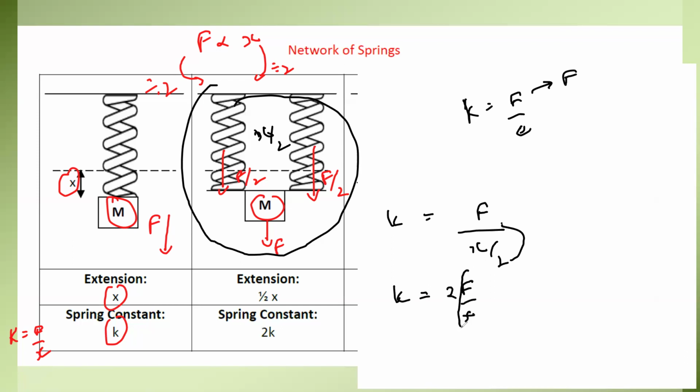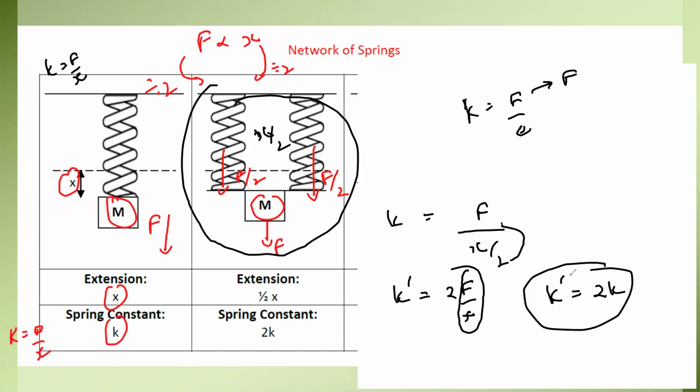And what is 2F over X? We know the value of K is F over X. So the new value of K is twice the first value of K. It means the spring constant will be double. So if two springs are connected side by side, then the stiffness of this system will be double the stiffness of an individual spring.